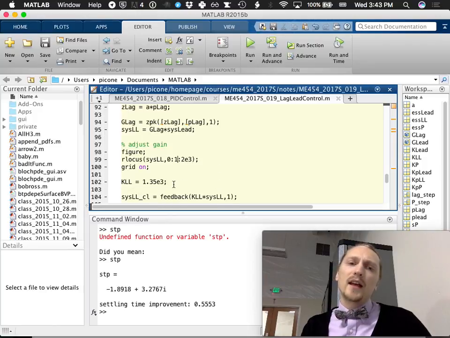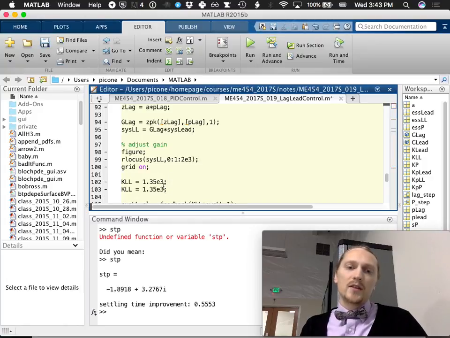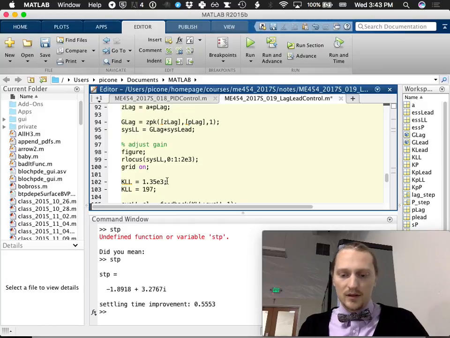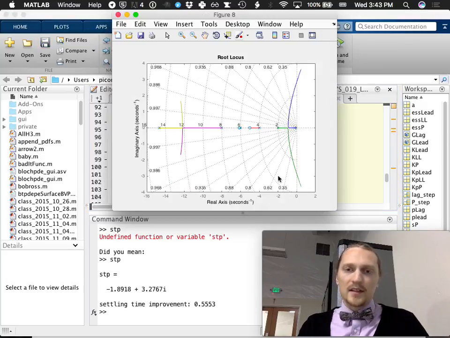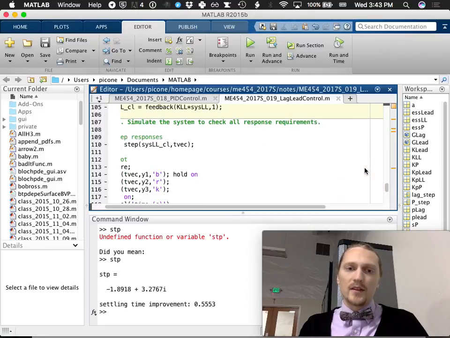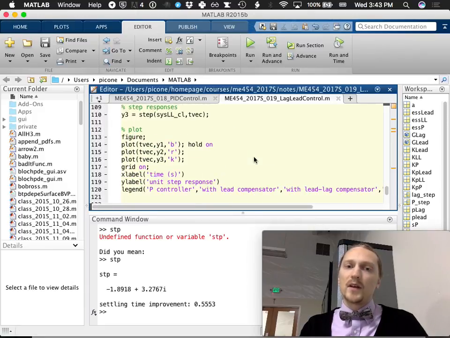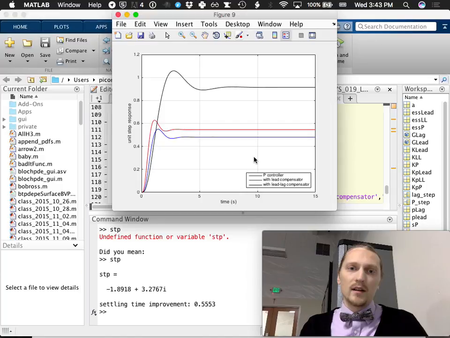But yeah, so this gain changes from 1300 to like 200, right? So 197. So that's significantly different. And so now let's see. We definitely changed it quite a bit. Let's see what it looks like now.